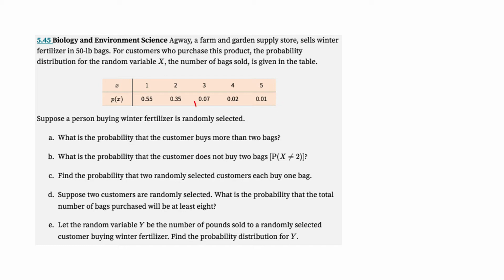Okay, so we can just highlight these guys, add them up. The probability that x is greater than 2 is equal to 0.1.